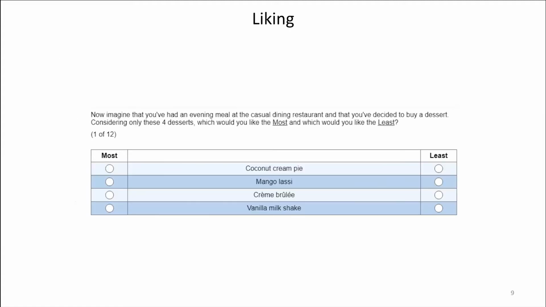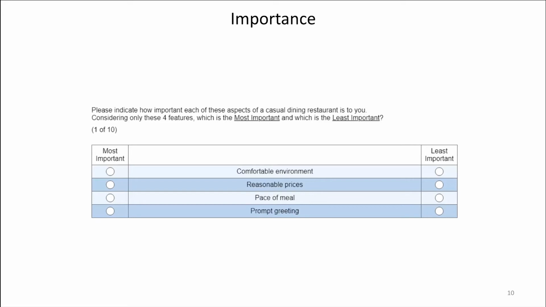Just for example, if we were doing that dessert study I talked about a minute ago, we might ask a dozen questions of each respondent, something like this. Think you're going to a casual dining restaurant and, thinking of just these 4 desserts, which one would you like the best and which one would you like the least? Or for importance scaling, think about that casual dining restaurant and which of these 4 elements is the most important to you and which is the least important to you. And the respondents go through, and you can see that these are relatively easy questions for people to answer.